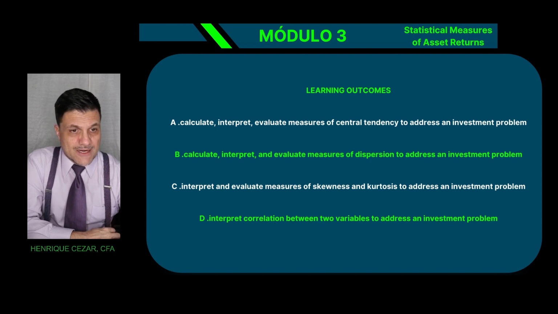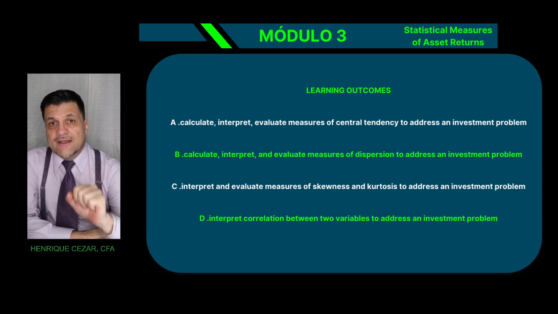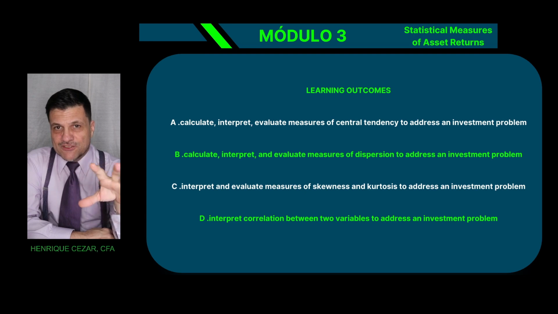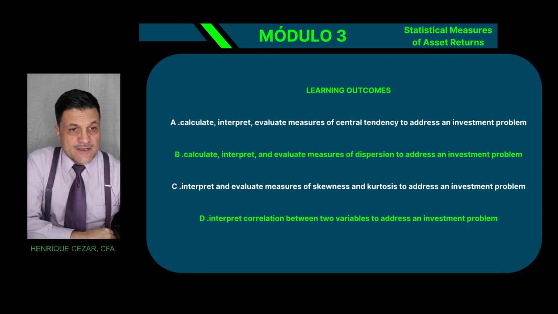All right, third one: interpret and evaluate measures of skewness and kurtosis. Now, don't worry about memorizing the formula of skewness and kurtosis. That's out of the scope here. But understanding the problems of skewness and kurtosis, that's important here.